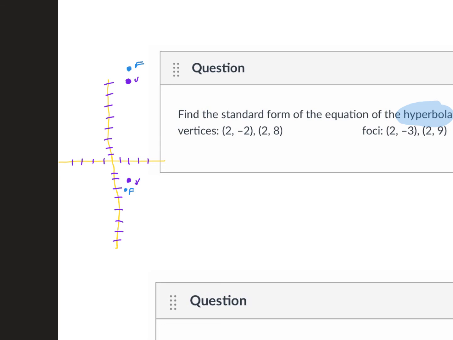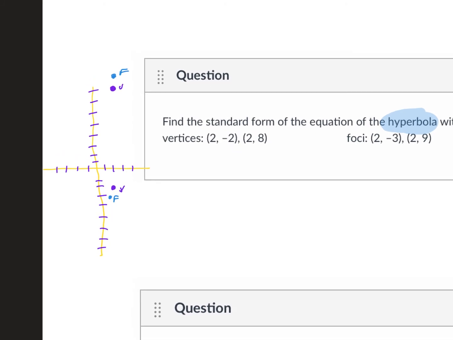So I need to find the center. Where's the center of this hyperbola? It's going to be in between what? In between the two vertices. Good. So you can count, or you can do a little bit of math here.